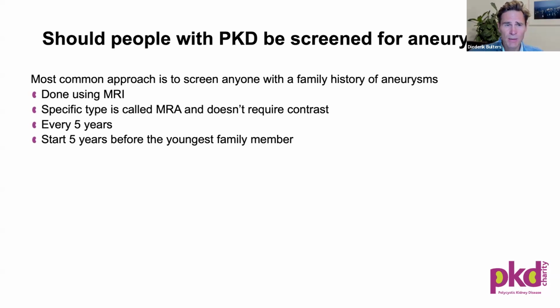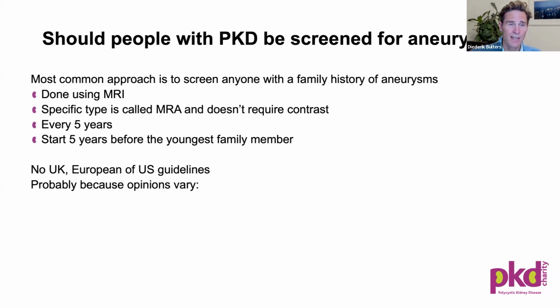With this MRI imaging, you have it done once, but that doesn't mean you can't develop an aneurysm in the future. And so we typically repeat it every 5 years. And then the last question is really, what age do you start? I generally recommend starting 5 years before the youngest family member who has been affected previously. I emphasize this is the most common approach. There's lots of variation on it, and there are no UK, European, or US guidelines on the right thing to do. And that's probably because opinions vary.